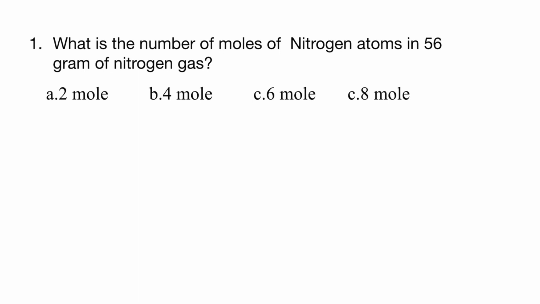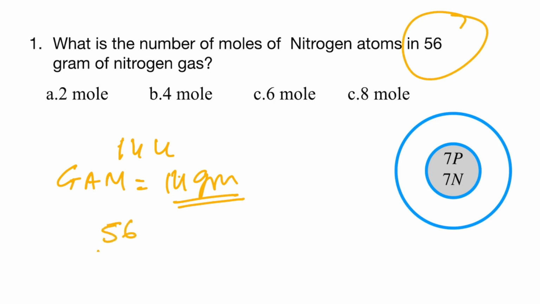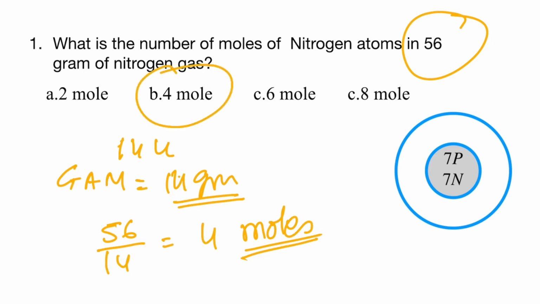Problem number 1. What is the number of moles of nitrogen atoms in 56 grams of nitrogen gas? The mass of one atom of nitrogen is 14 units. Gram atomic mass of nitrogen will be 14 grams, right? So 1 mole of nitrogen atoms has a mass of 14 grams. So how many moles will be in 56 grams? This will be 56 divided by 14, which is 4 moles of atoms of nitrogen in 56 grams of nitrogen gas. So your answer B will be correct.